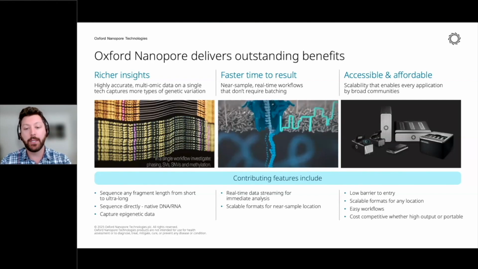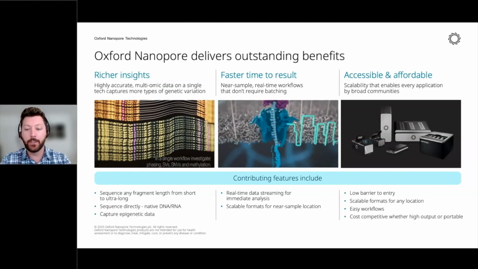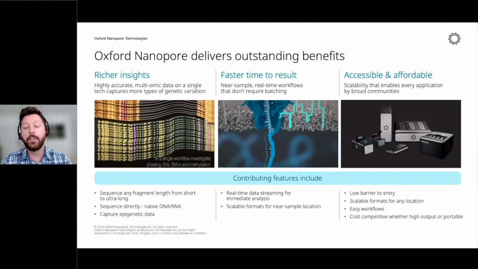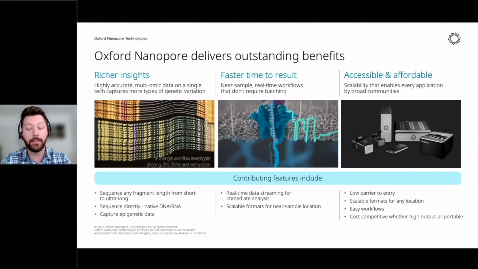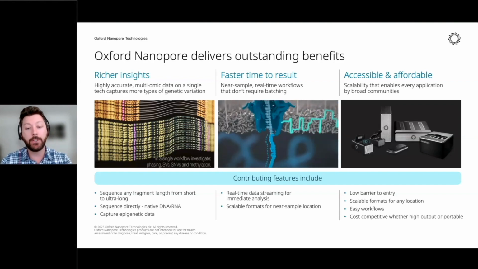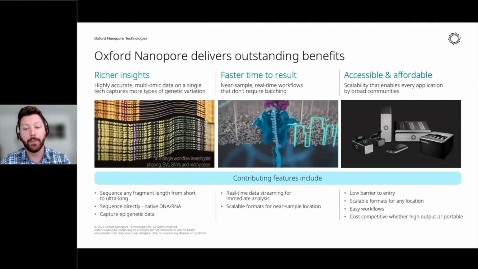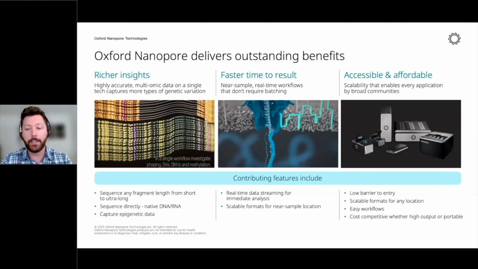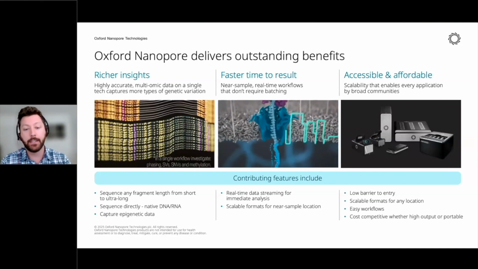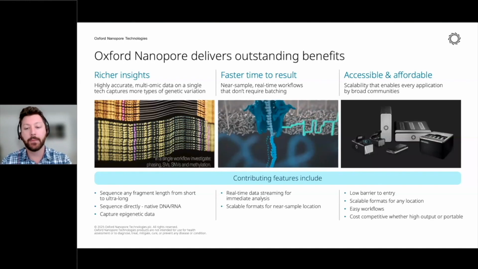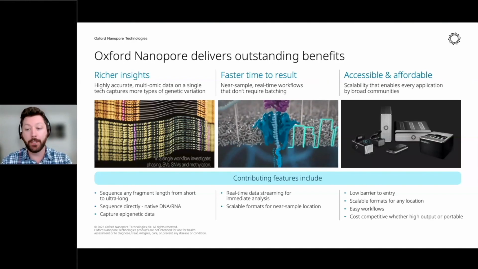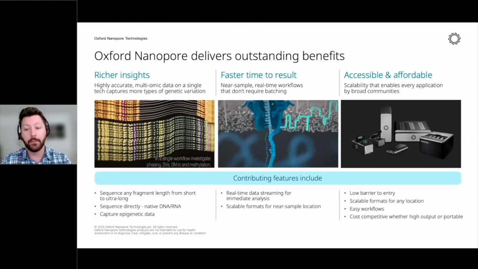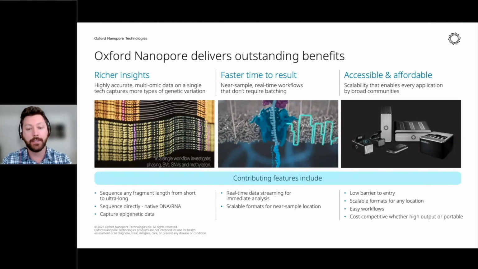Second, enabling faster time to result. Our platform can stream data in real time, and that means you don't have to wait for a full run to complete. You can start analyzing results as the data is being generated, which can be especially valuable in rapid decision-making environments. And third, accessibility and affordability. The same core technology scales from pocket-sized devices like the MinION to high-throughput systems like the PromethION, which many production-scale sequencing labs are running today. And that flexibility allows teams to bring sequencing closer to the sample and to meet their volume needs.